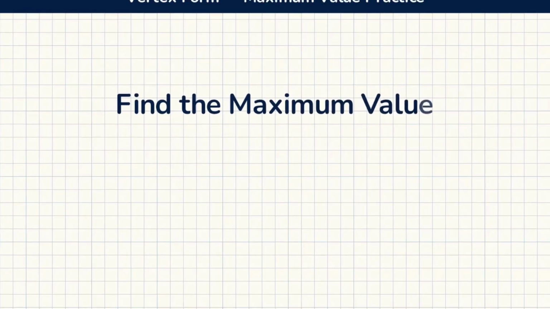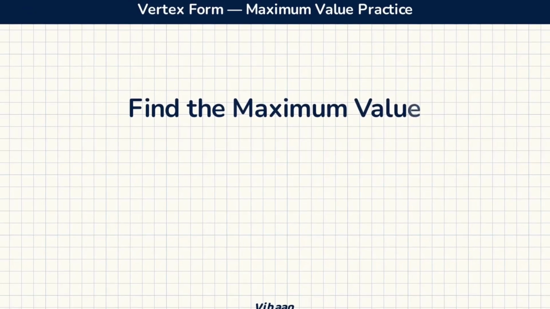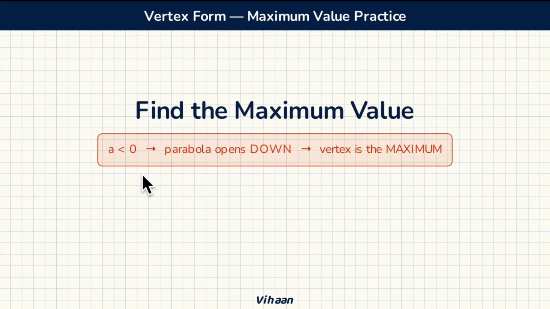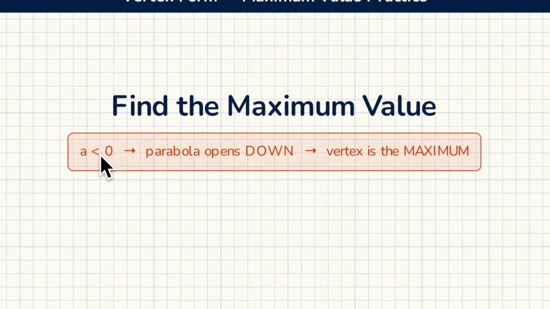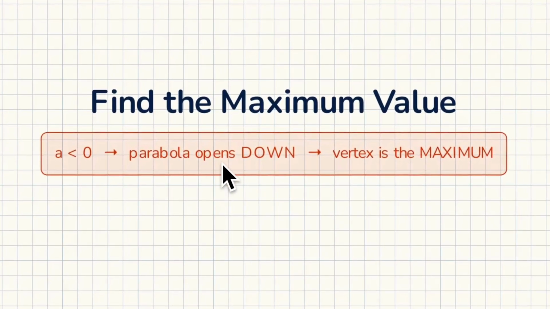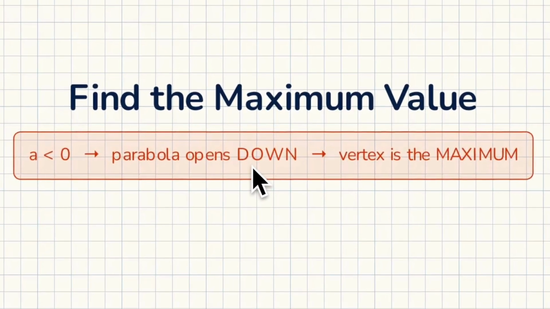Today, we'll be covering many things that we've learned over our past videos, with some practice. To find the maximum value, our a value is going to be less than 0. So our parabola will open downwards. The vertex is the maximum.